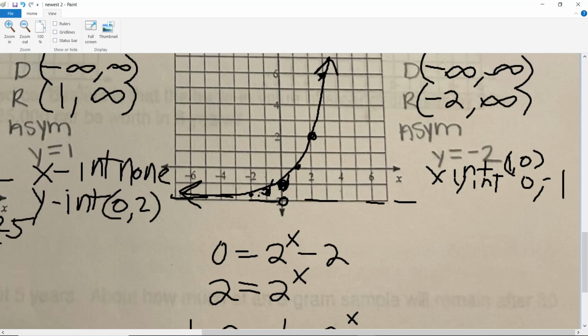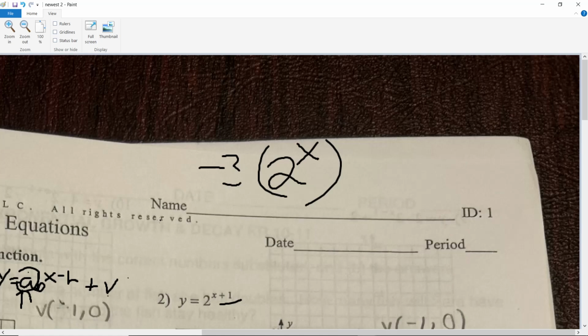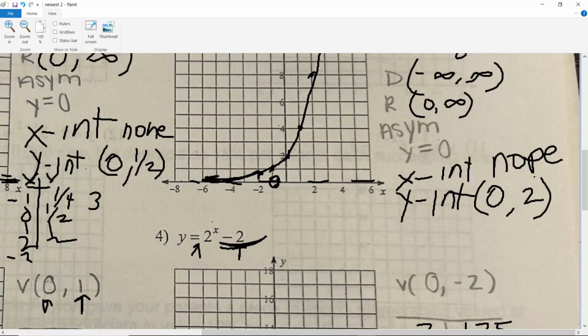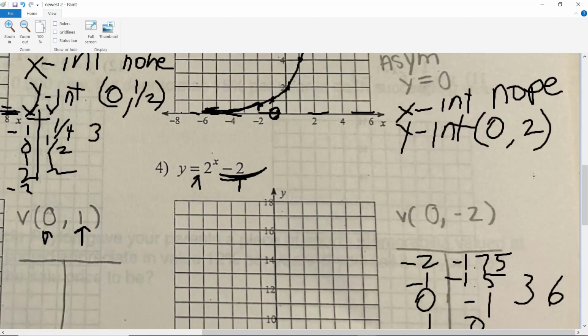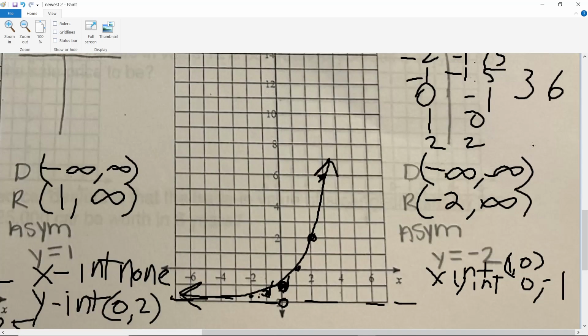And see, so that one, since in this general form, y equals a times b to the x minus h plus v, if a is negative and v is positive, it's got an x-intercept and it's flipped over the x-axis. It's a mirror image. Goes down. If a is positive and v is negative, then it's got an x-intercept. And that's what this one is. It's got a positive a, it's just 1, and the v is negative 2, so it's got an x-intercept. And I was able to find that.